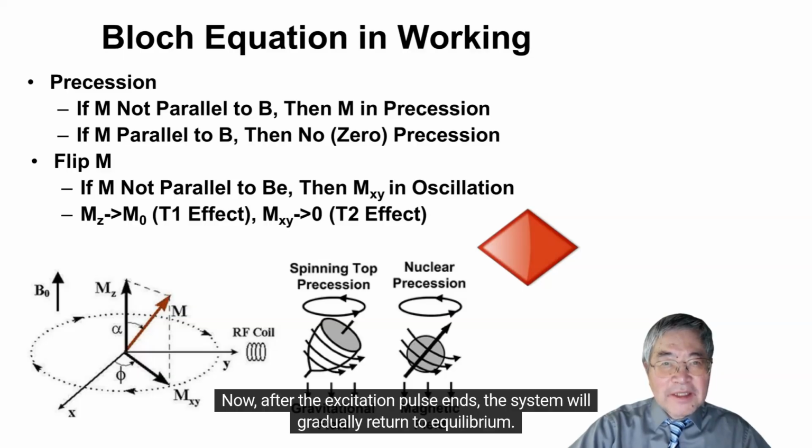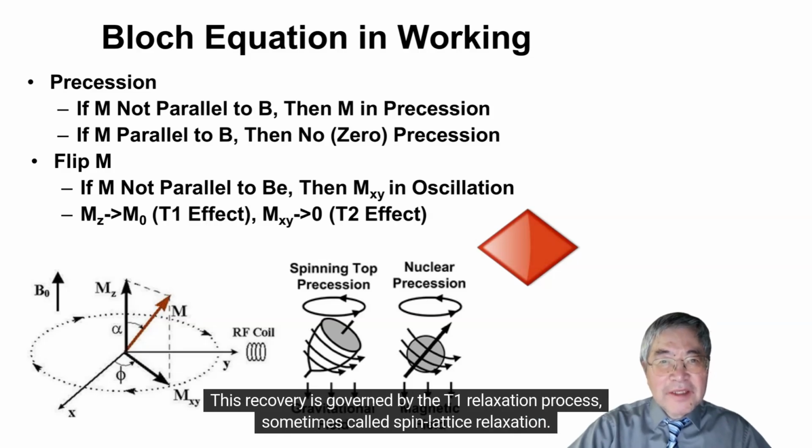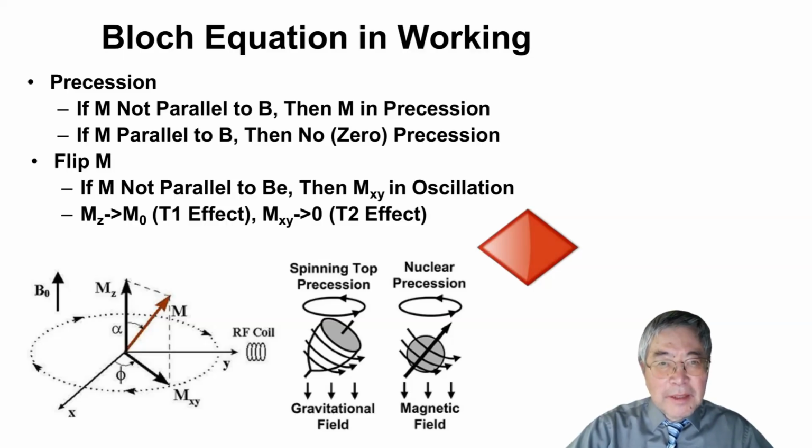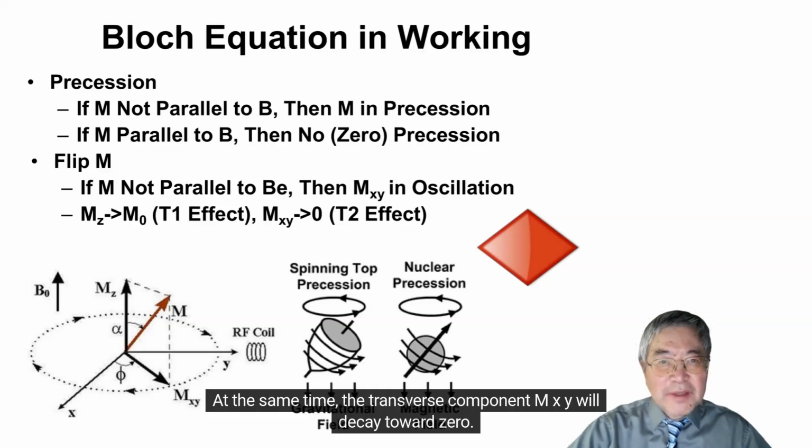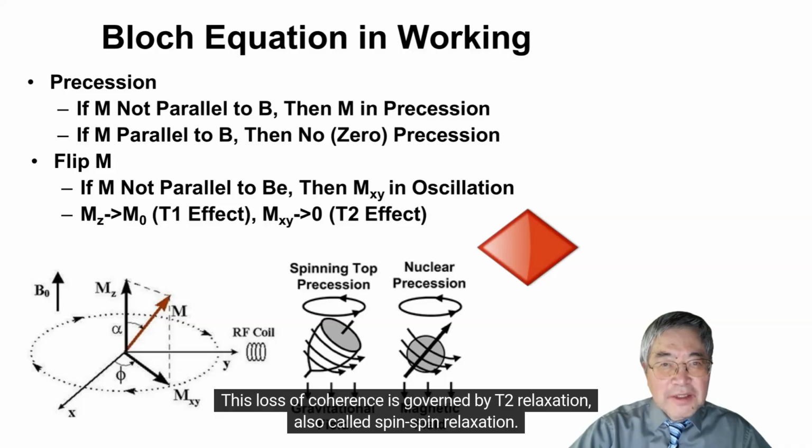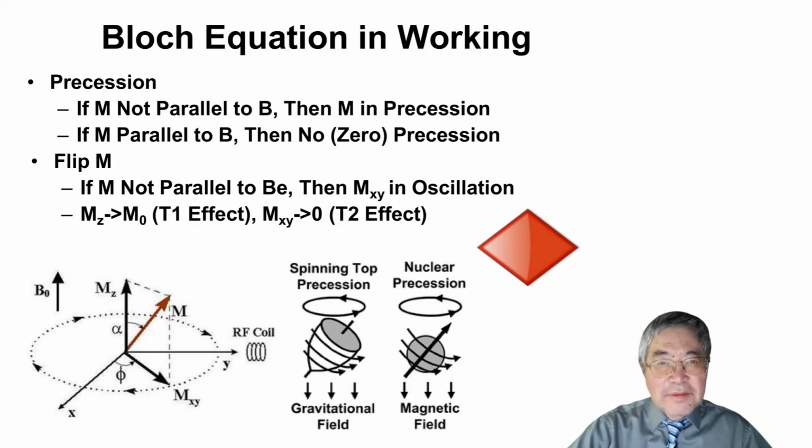Now, after the excitation pulse ends, the system will gradually return to equilibrium. The z component of magnetization, Mz, will recover to its steady-state value, M0. This recovery is governed by the T1 relaxation process, sometimes called spin-lattice relaxation. At the same time, the transverse component Mxy will decay towards 0. This loss of coherence is governed by T2 relaxation, also called spin-spin relaxation.